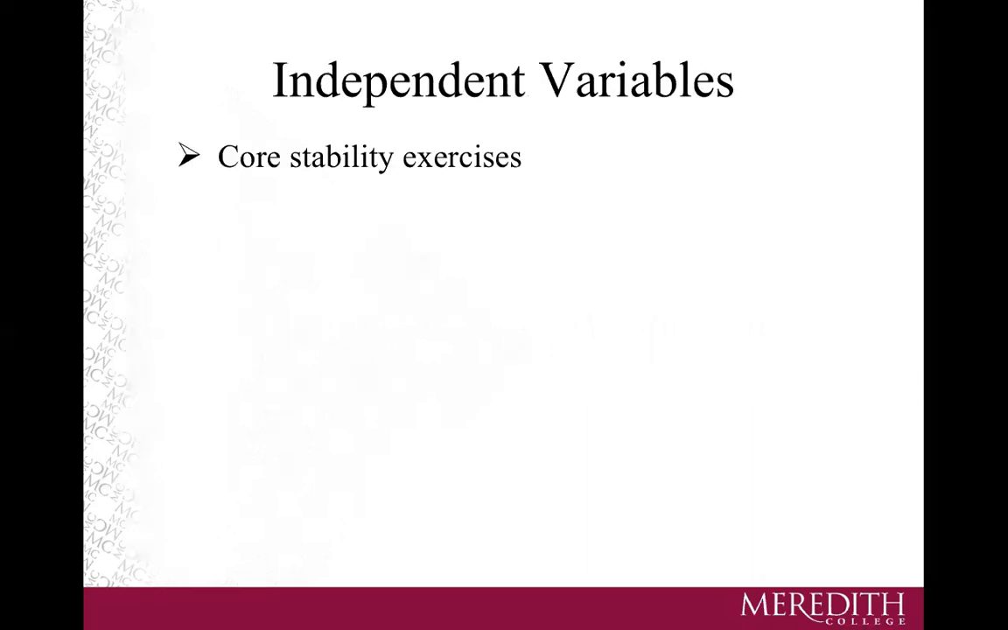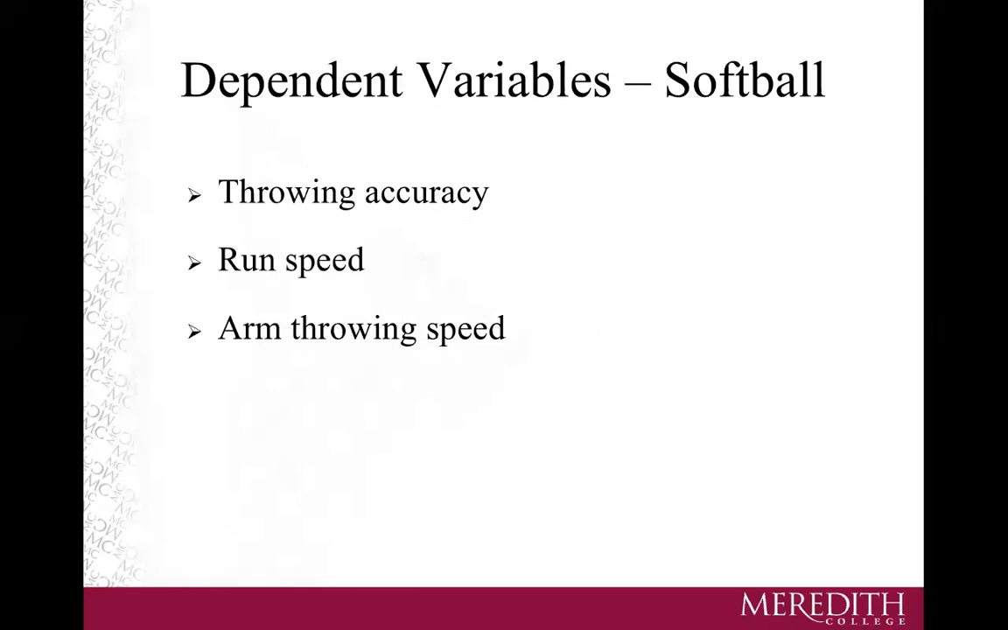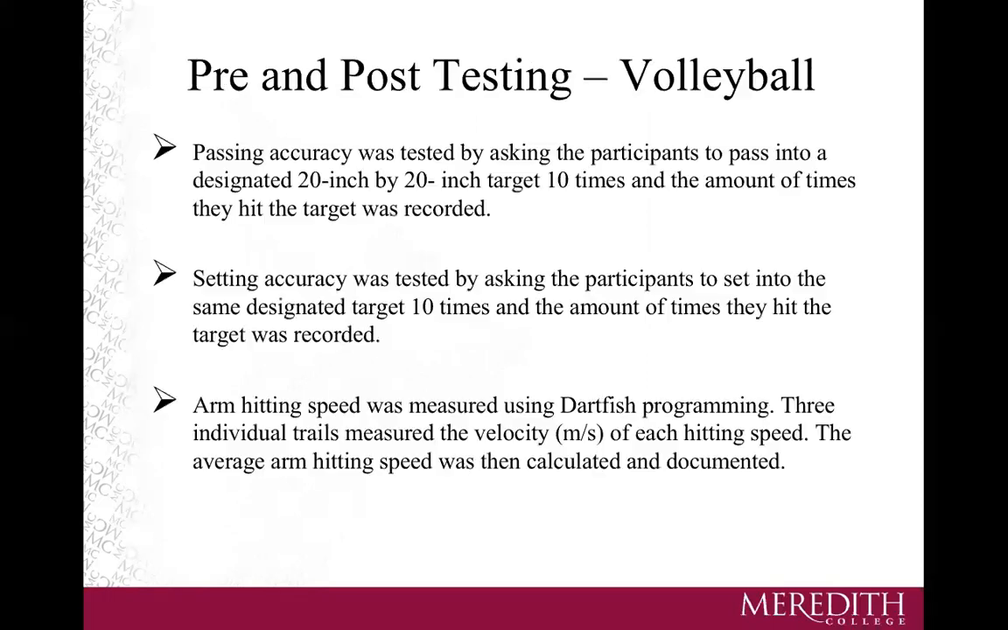The independent variables were the core stability exercises, and we'll talk a little bit more about these as the presentation continues. The dependent variables for volleyball were passing accuracy, setting accuracy, and arm hitting speed. And the dependent variables for softball were throwing accuracy, run speed, and arm throwing speed.